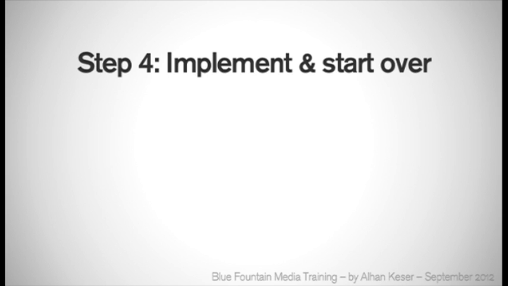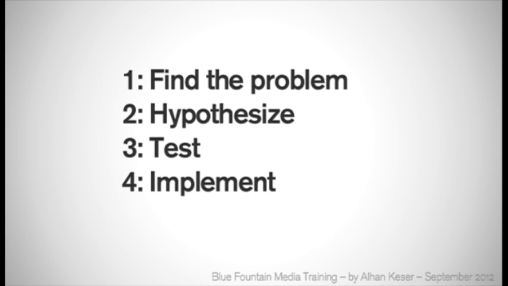Step 4. Implement and start over. Once you have completed your testing, implement your test results and start the process over again of hypothesizing about what may further help improve conversion rates. Go back to your user testing and Crazy Egg data to find additional ways to increase conversion rates.